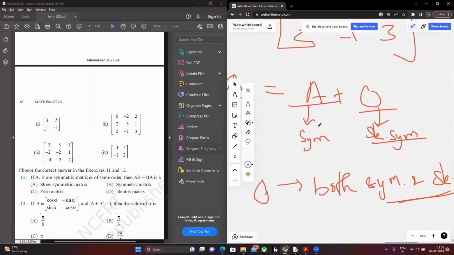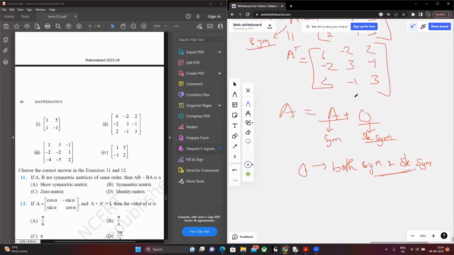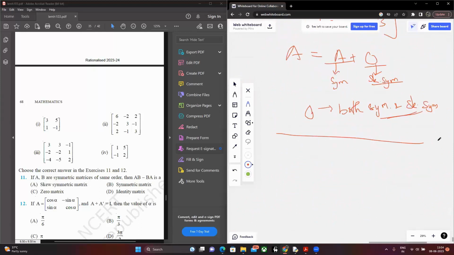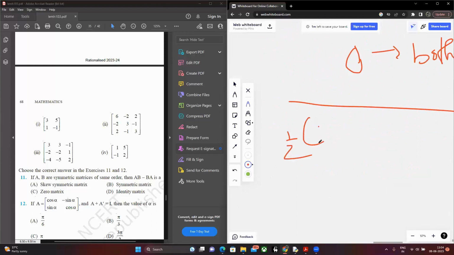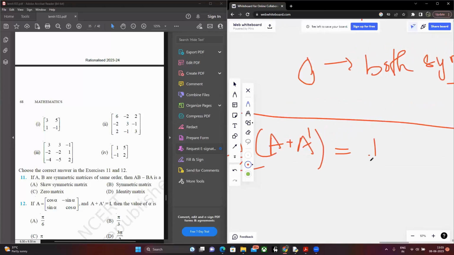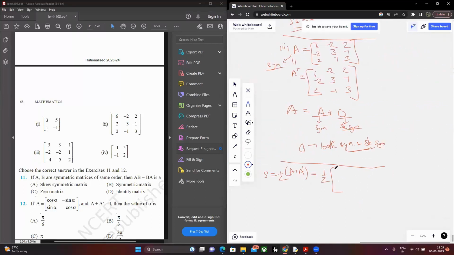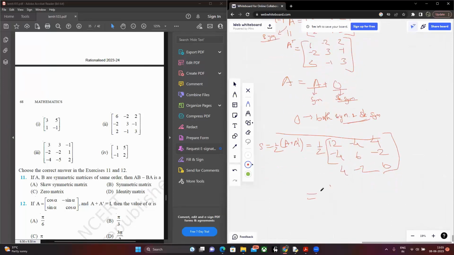This is going to be your quick method, and you don't really need to think on this for a long while. But the longer method is going to be the half of A plus A dash, which is going to give you the symmetric matrix S, which is basically half times half of 12, minus 4, 4, then minus 4, 6, minus 2, then 4, minus 2, and 6, right? Which is basically 6, minus 2, 2, minus 2, 3, minus 1, 2, minus 1, 3, right?